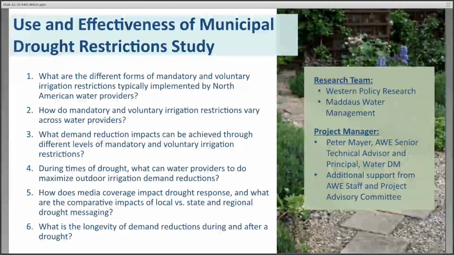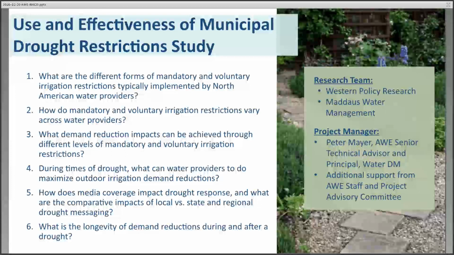So we undertook a very large study to look at the impact of drought restrictions. And here are some of the questions we looked at. We really wanted to know, what are the impacts of these restrictions? That is essentially the gap in the research and the resources that are out there that we wanted to fill.